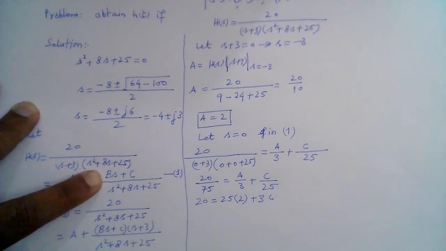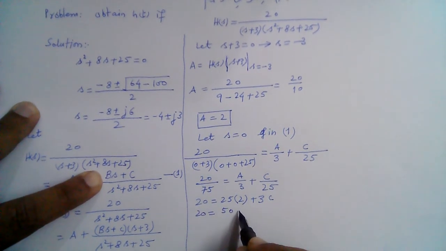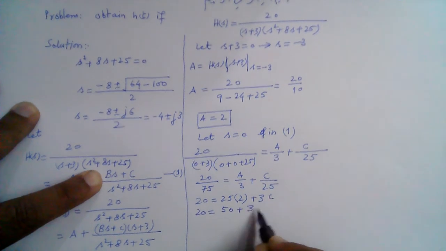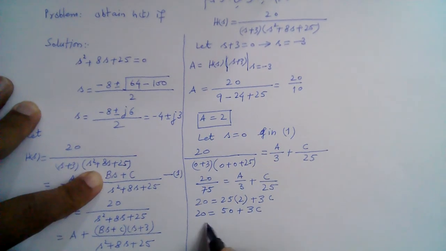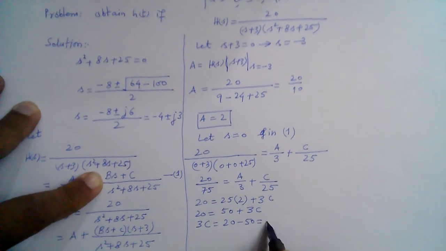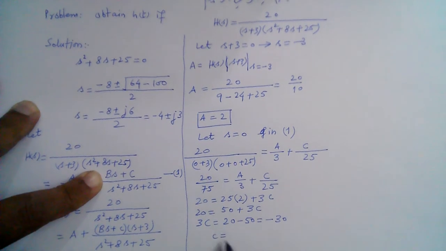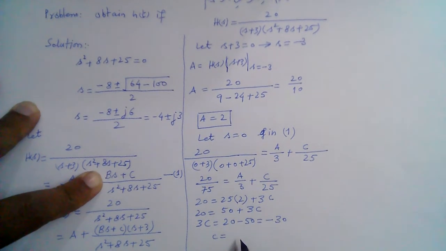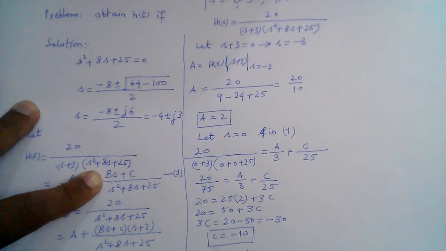So we have 20 is equal to 50 plus 3C, right? So we're left with 3C is equal to 20 minus 50, that is minus 30. So C is equal to minus 30 over 3, that is minus 10. So we have found out the value of C as well, right?